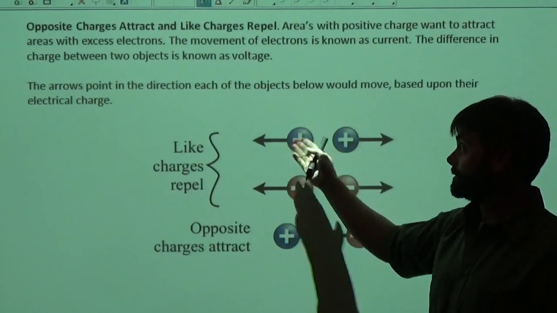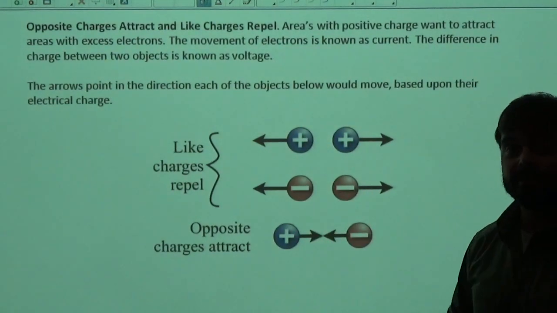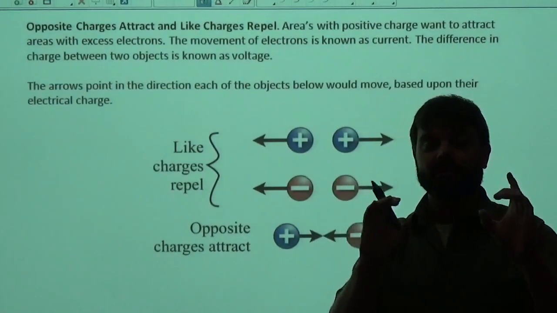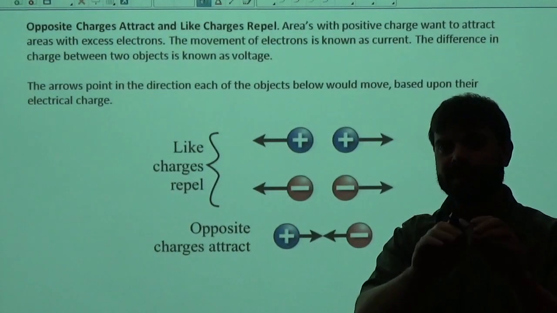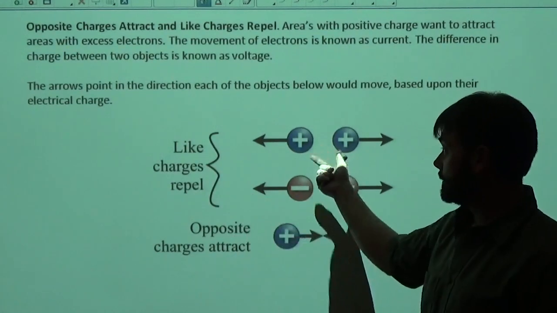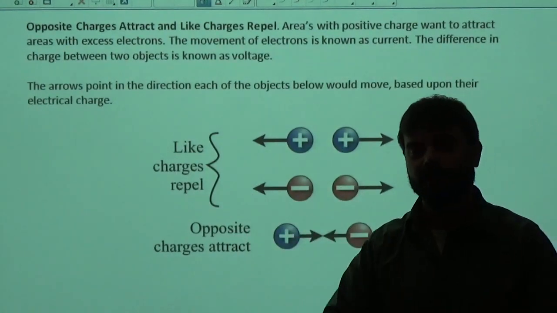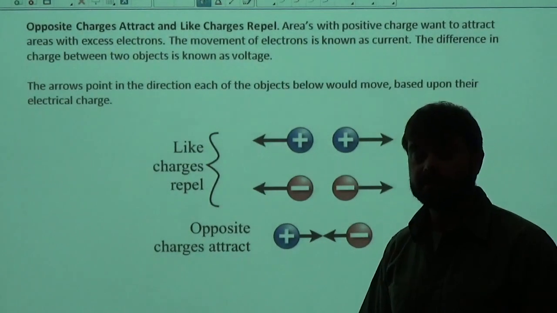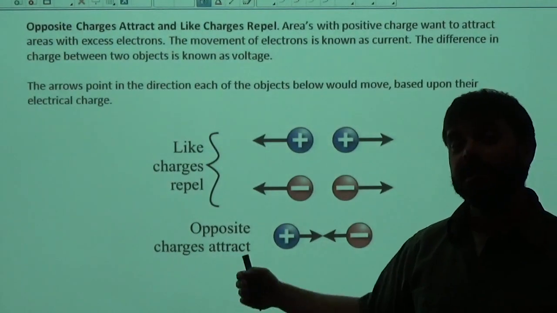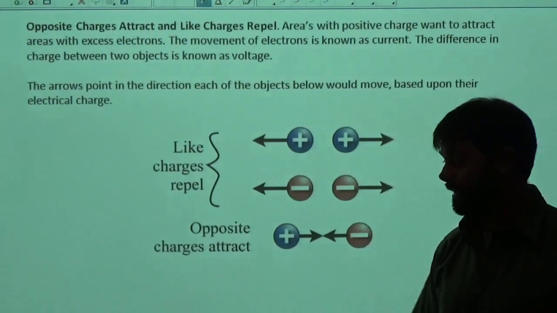So in this diagram, it's just showing if you had two atoms or two particles or charged things, whatever it would happen to be, if they're both the same, they want to separate. And it doesn't matter if they're both positive or both negative, but they want to get away from each other. On the other hand, if you have things that are oppositely charged, something that's negative, something that's positive, they're going to want to naturally move together.